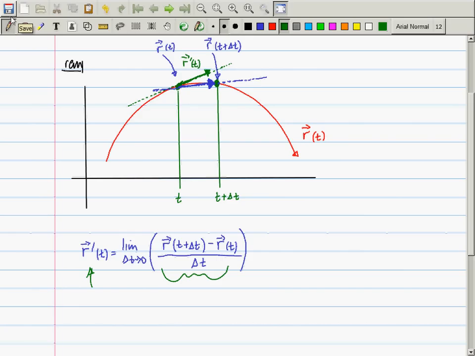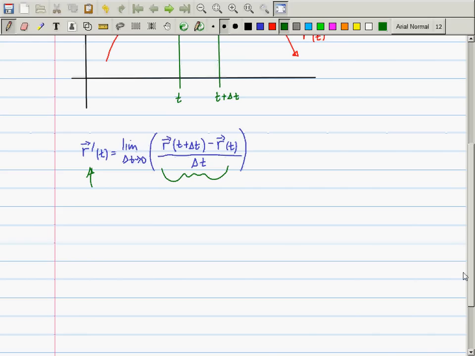This picture is getting a little bit busy now, so I'm going to resketch another version of it so that you can see what I'm trying to say. So this is r of t. At a particular point, you can consider the tangent line. That's what you would have done in calculus 1, but now what we're going to consider is the tangent vector. Here is the tangent vector.